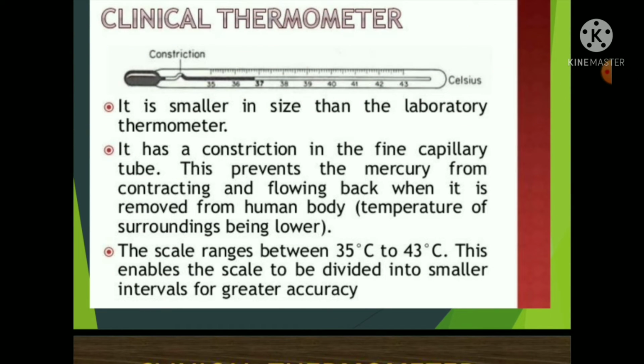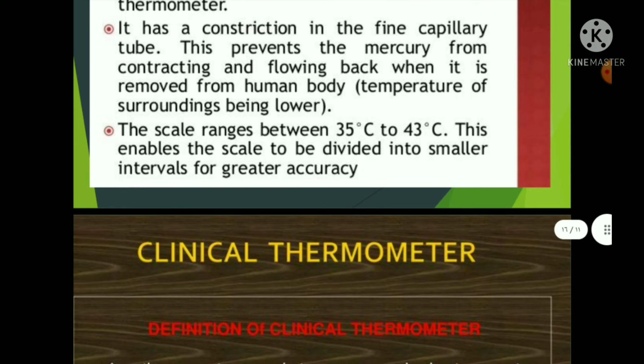In this we have the clinical thermometer. It is much smaller than the laboratory thermometer. It has a constriction in the fine capillary tube. This prevents the mercury from contracting and flowing back when it is removed from the human body, and the temperature of the surroundings is lower. The scale ranges between 35 Celsius and 43 Celsius. This enables the scale to be divided into smaller intervals for greater accuracy.